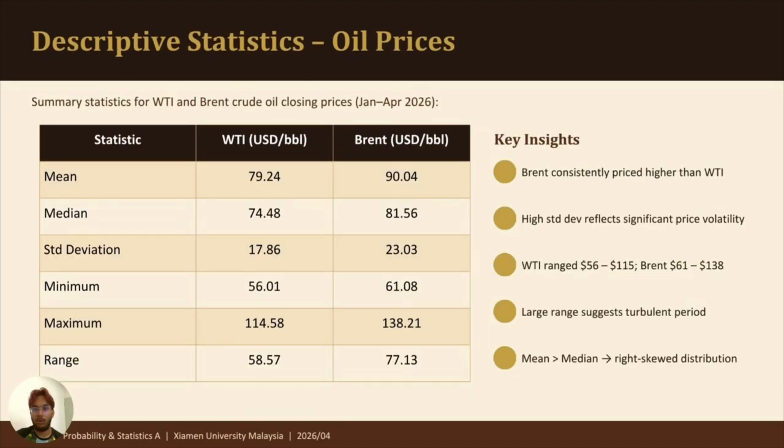Now let's examine oil prices. The mean for WTI was $79.24, while Brent averaged $90.04. Brent traded at a premium. Standard deviations are substantial: 17.86 for WTI and 23.03 for Brent, indicating significant volatility. WTI ranged from $56 to $115, while Brent ranged from $61 to $138. In both cases, mean exceeds median, indicating a right skewed distribution with high price spikes. I'll now hand over to Yusuf.